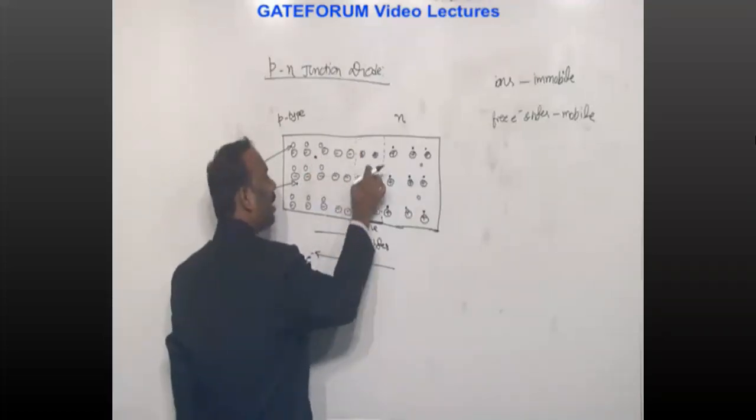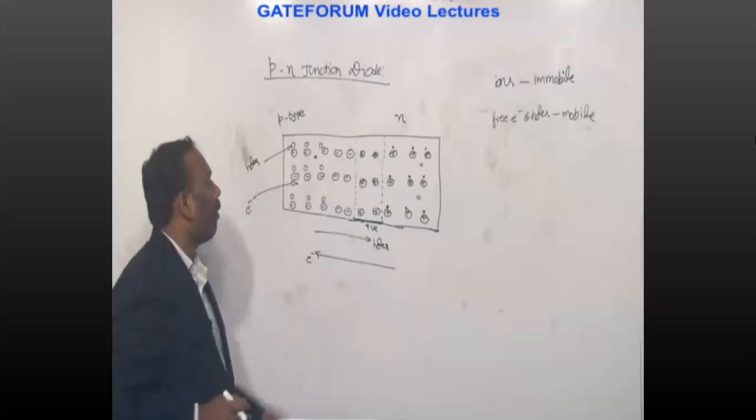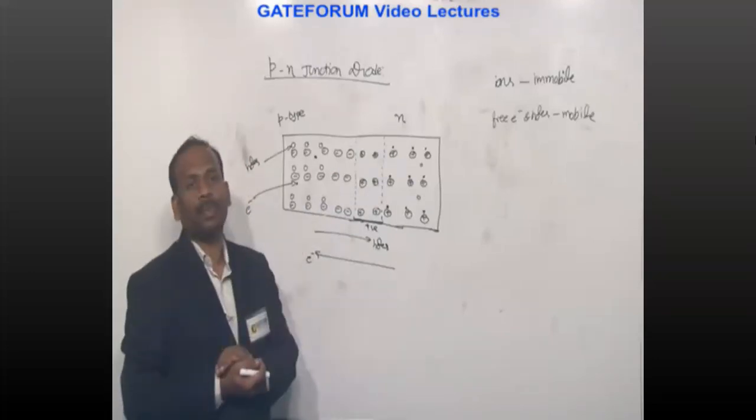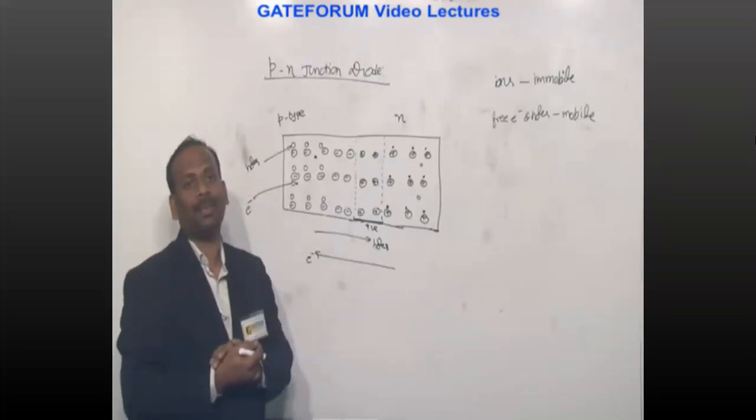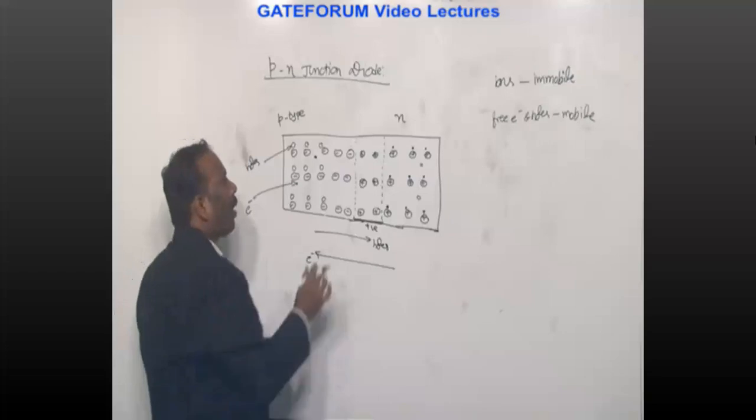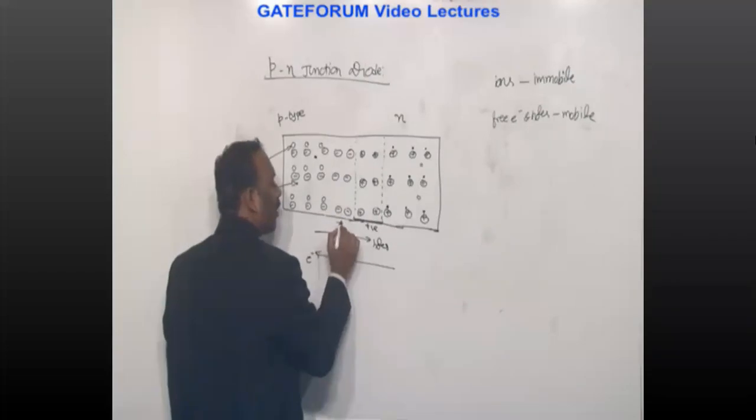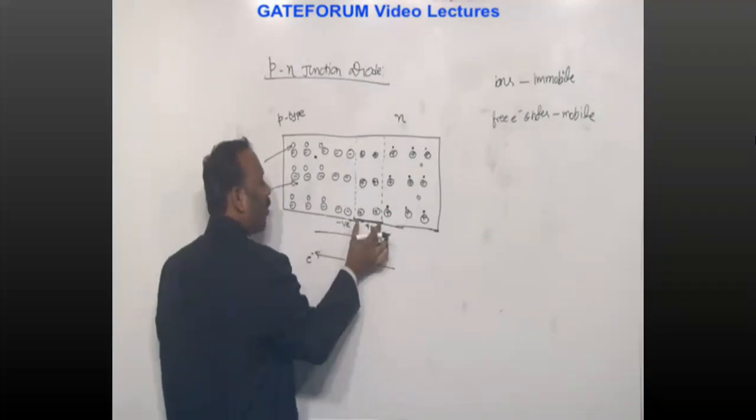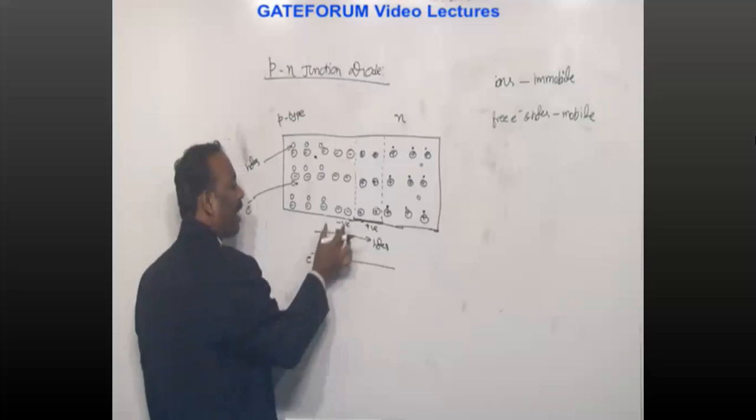Similarly, it comes here and repels. It will not move further. Is it clear? That means after a certain time, there is no further movement of the charge carriers. So one side we are having positive charge, the other side negative.